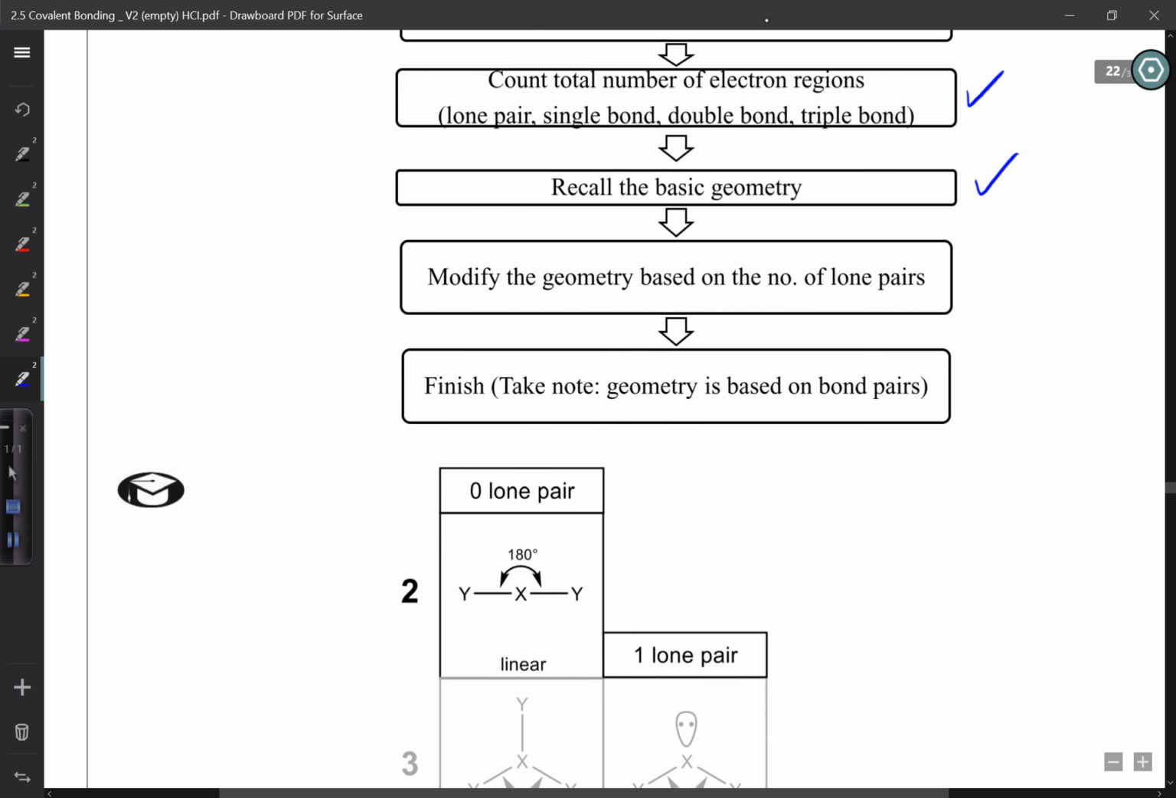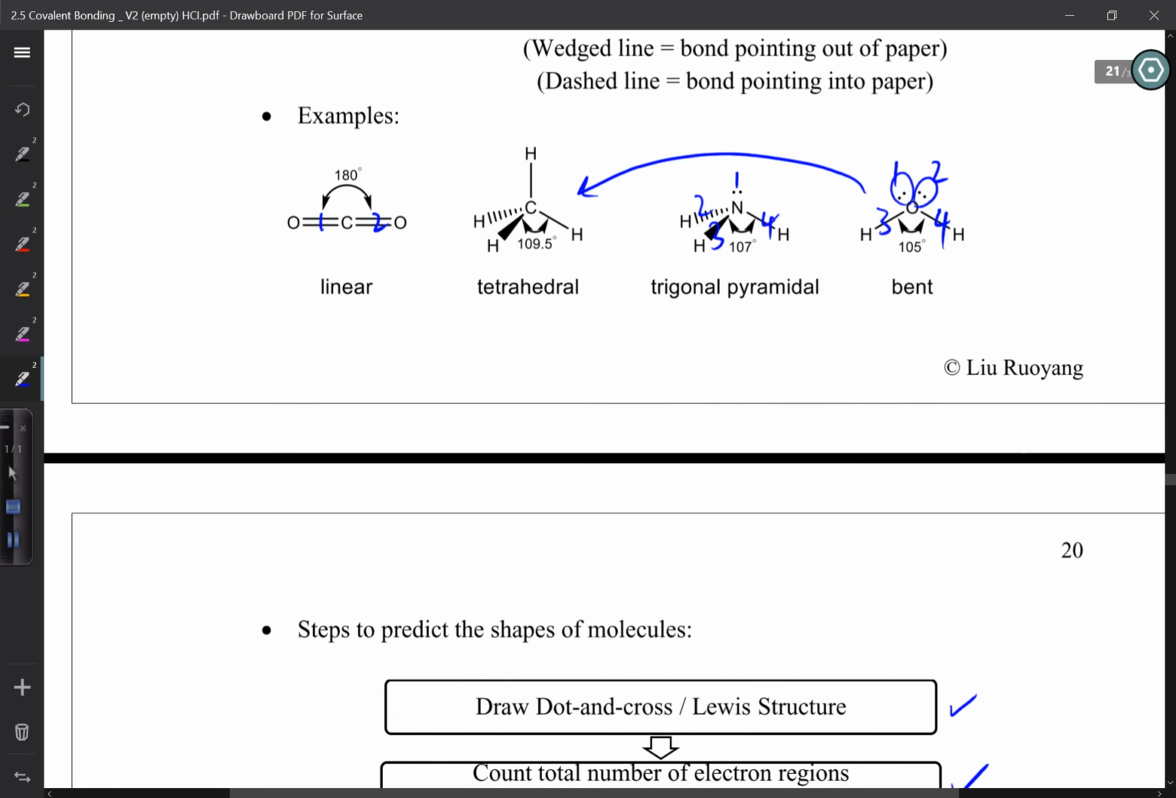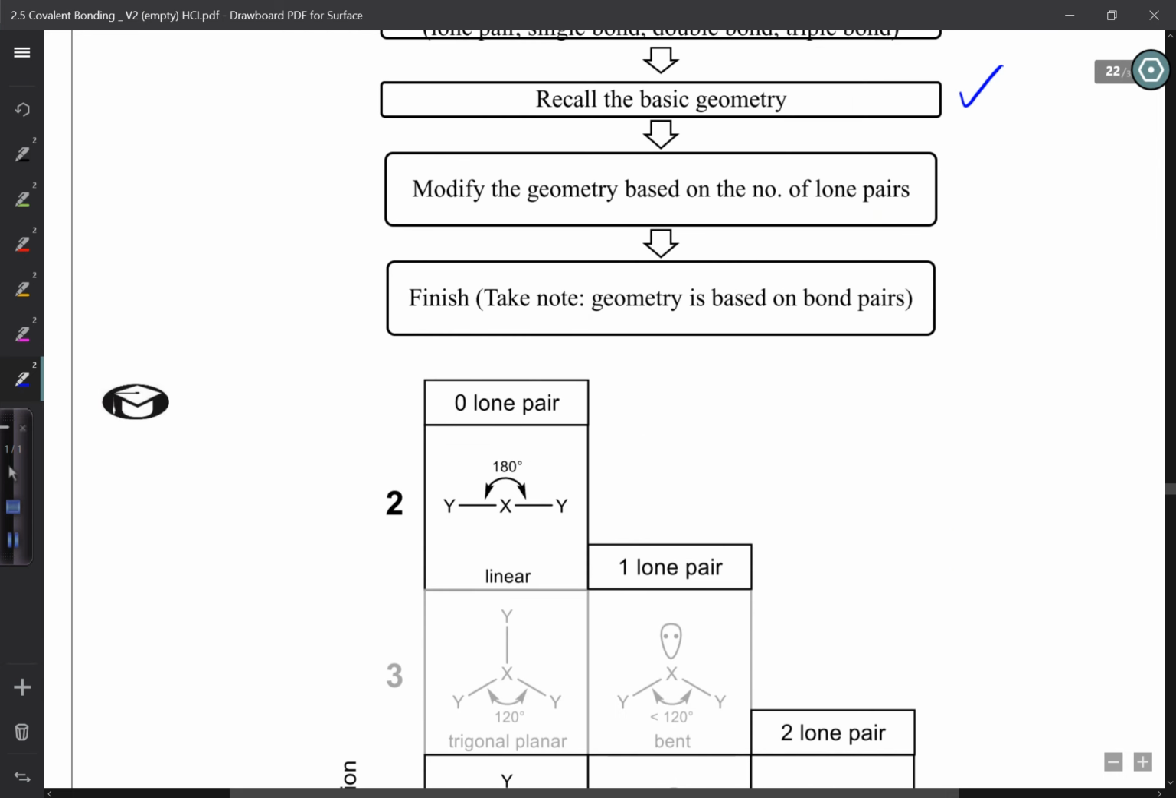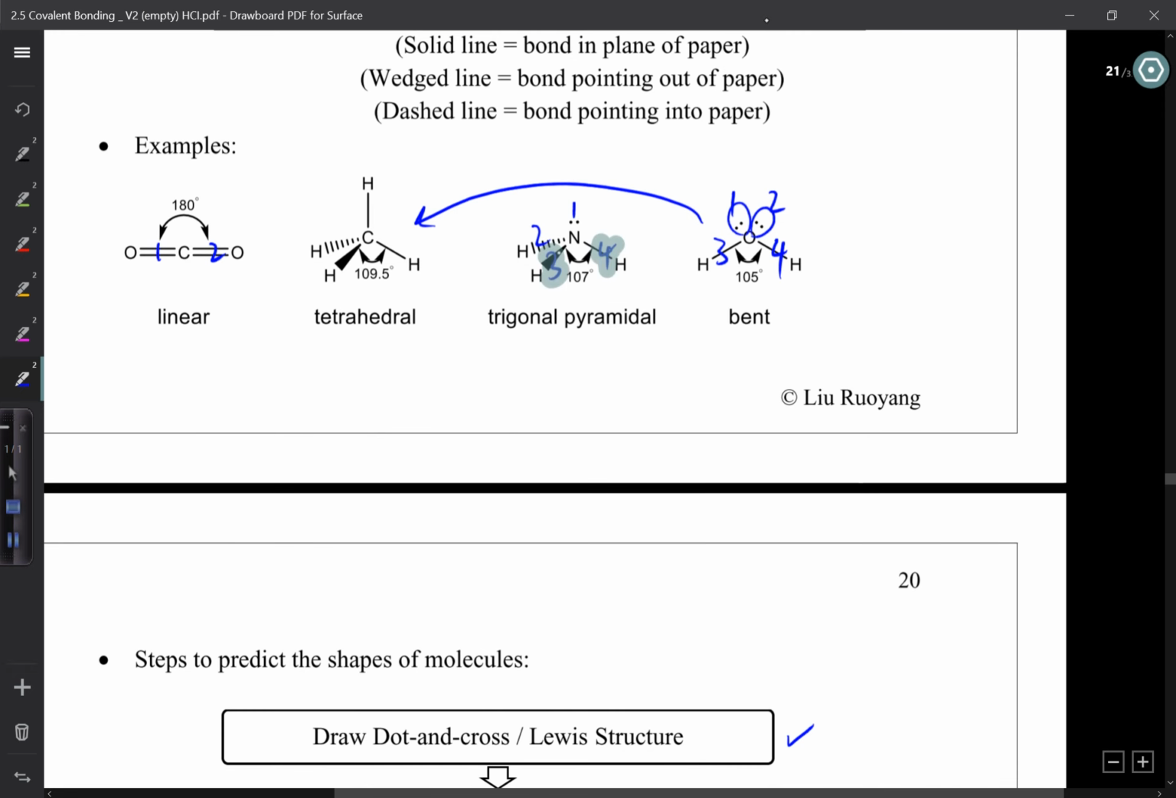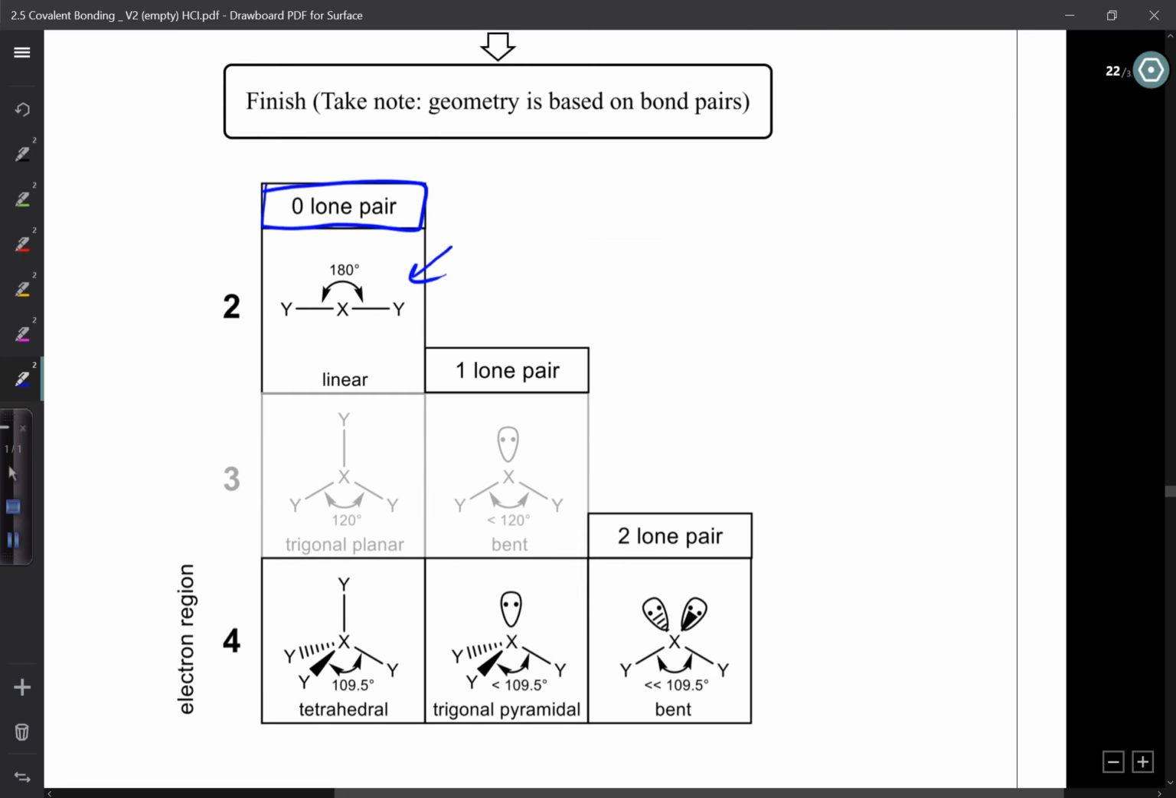And then next, you modify the geometry based on the number of lone pairs. So you ask yourself, how many lone pairs do I have on the central atom? For example, CO2, there's no lone pair on carbon. So therefore, it will be this one. Alright, just look at the header over here. So this means that the bond angle will be 180 degrees. And then let's say for ammonia over here, we can see that it has 4 electron regions and 1 lone pair. So you just look for the shape accordingly. So 4 electron regions, 1 lone pair, which means you have this shape, trigonal pyramidal. And you can see that the angle will be less than 109.5.